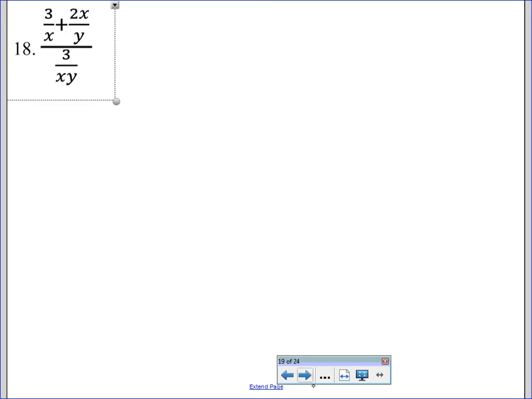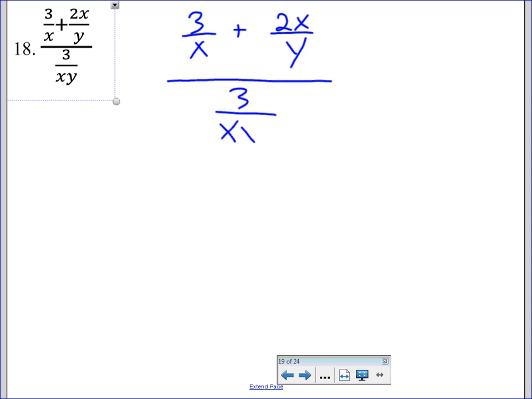All right, this one's a little tricky. So first up, in order to do this problem, what I'm going to do is get the numerator down to a single fraction. So I'm going to do the addition on the top first. So I'm going to multiply this by y over y, and this by x over x.